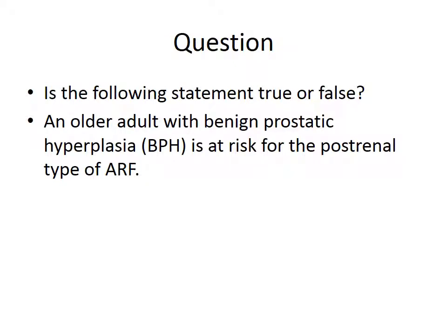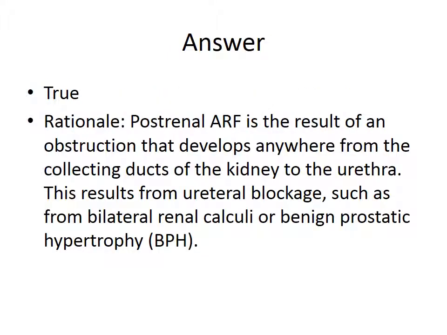Question: is the following statement true or false? An older adult with benign prostatic hyperplasia is at risk for the postrenal type of acute renal failure. The answer is true. Postrenal acute renal failure is the result of an obstruction that develops anywhere from the collecting ducts of the kidney to the urethra. This results from ureteral blockage such as bilateral renal calculi or benign prostatic hypertrophy.